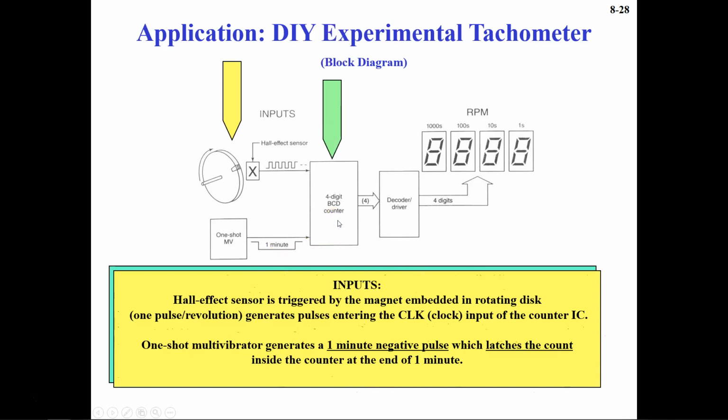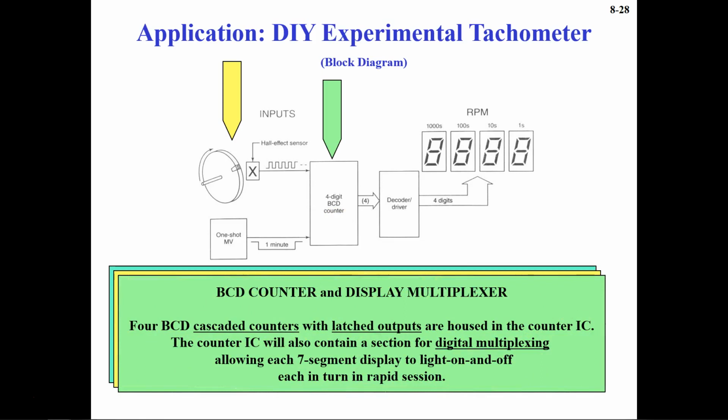And then you have a BCD counter and display multiplexer. These four BCD cascaded counters with latched outputs are housed in the counter IC, and the counter IC also contains a section of digital multiplexing, which allows each 7-segment display to light on and off in turn in rapid succession. So that's the function of the counter.